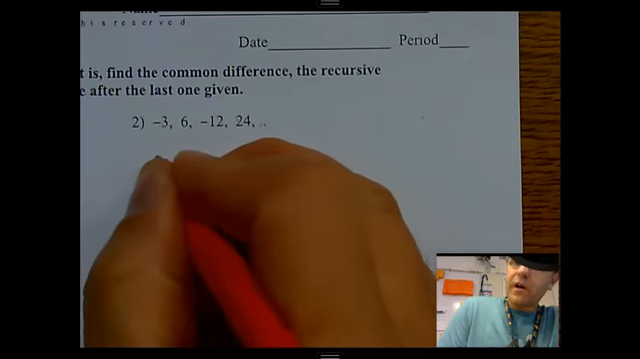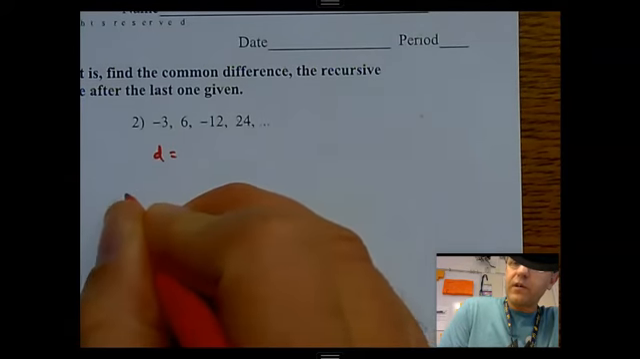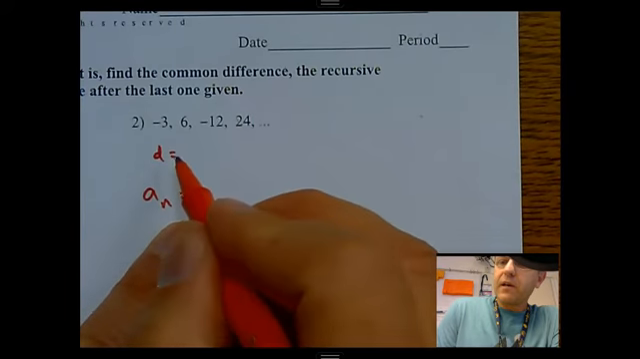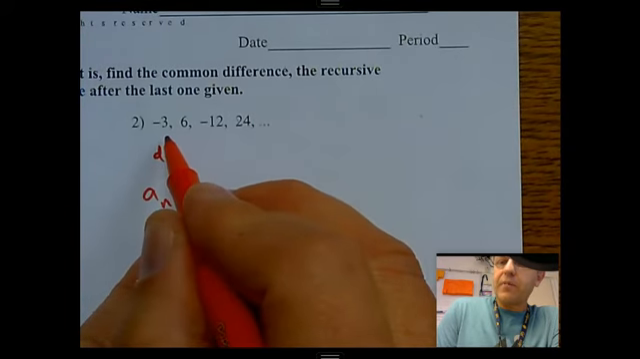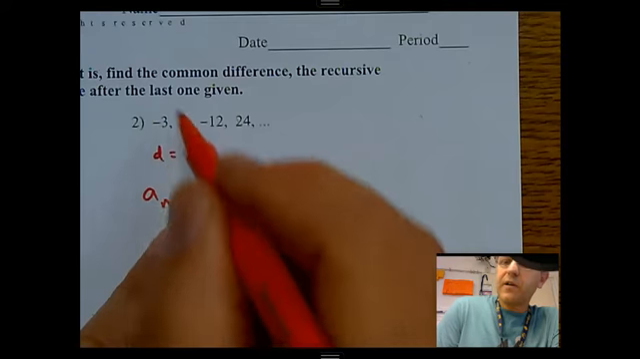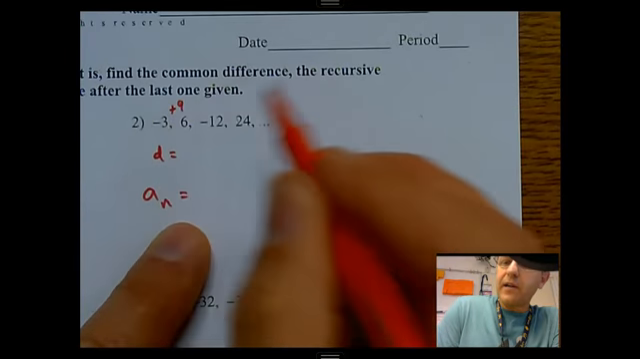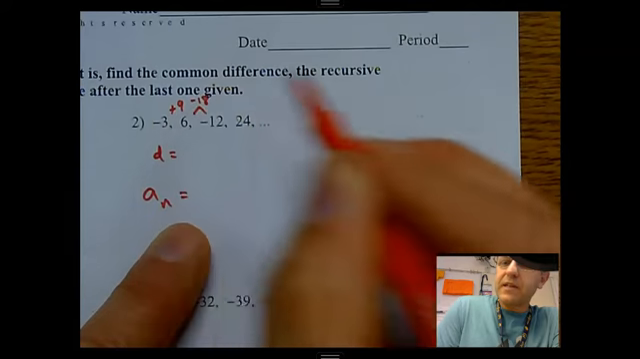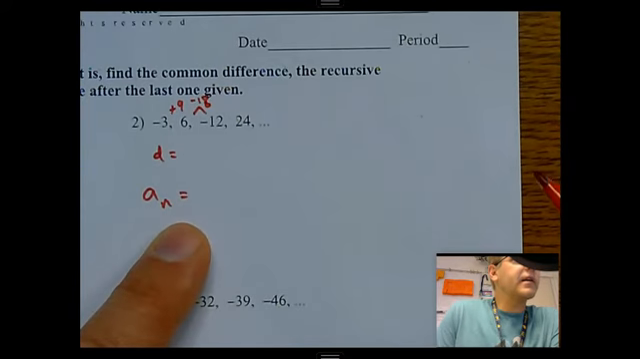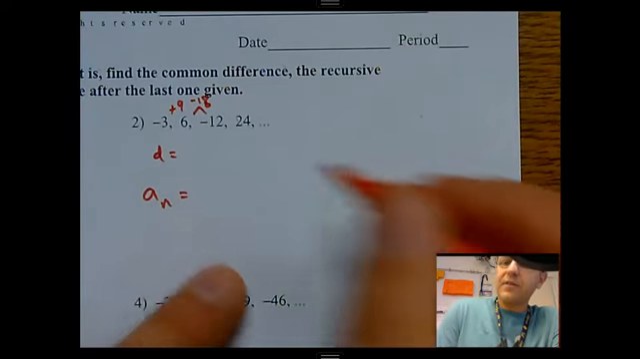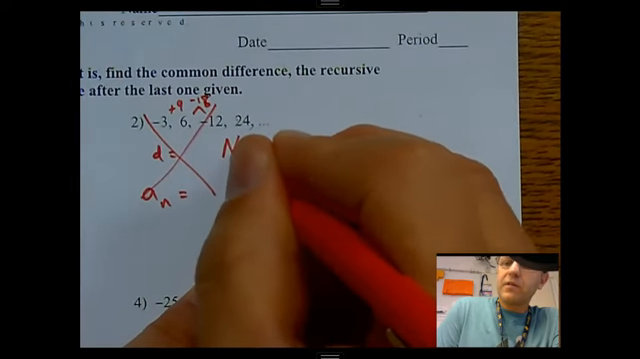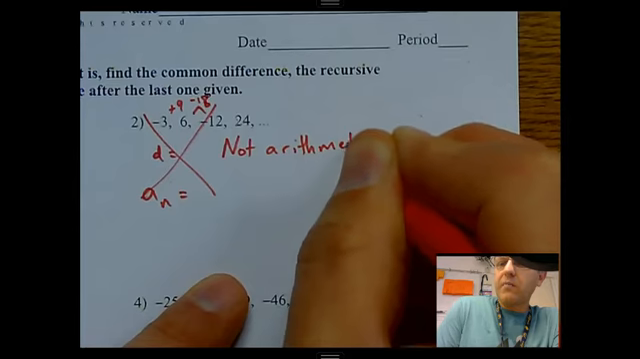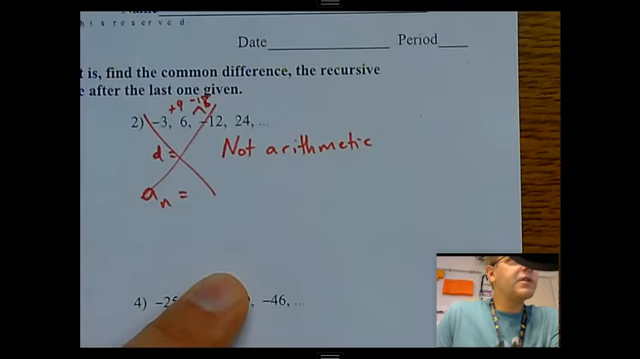So we want the common difference and we want the recursive formula. So first of all, common difference. What is this adding by? Well, to go from here to here, it's adding 9. But then to go from here to here, it's minus 18. Okay, hold on. That's not adding the same thing every time. So this one is not arithmetic.